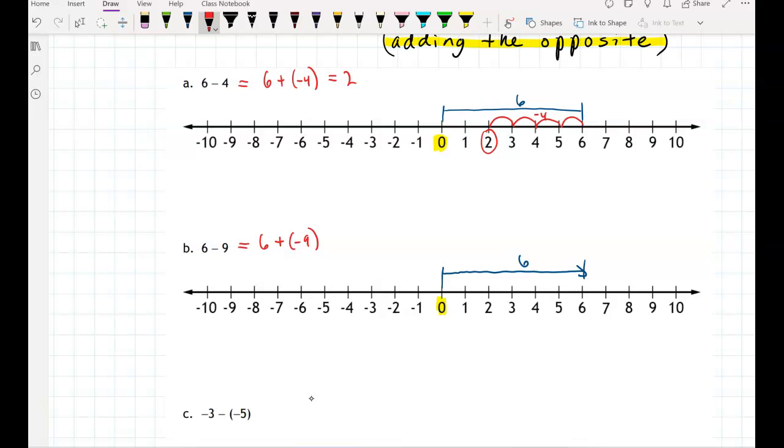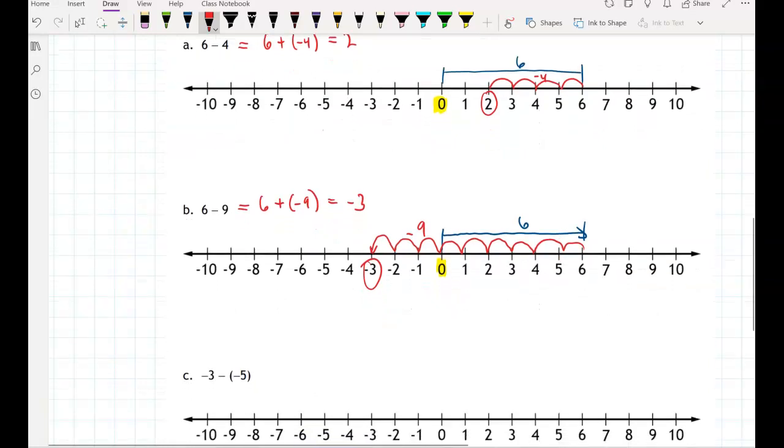And now I'm going to add negative 9. That means I'm going to move to the left. 1, 2, 3, 4, 5, 6, 7, 8, 9. Adding negative 9. That puts me at negative 3. So 6 plus negative 9 equals negative 3. All right? Adding the opposite. Subtraction is adding the opposite.